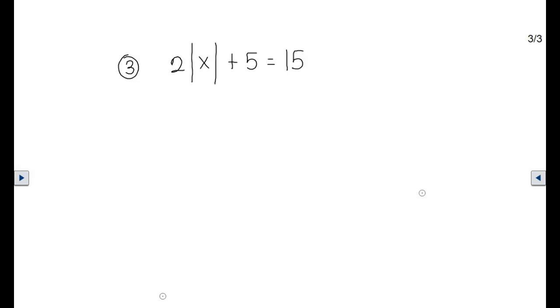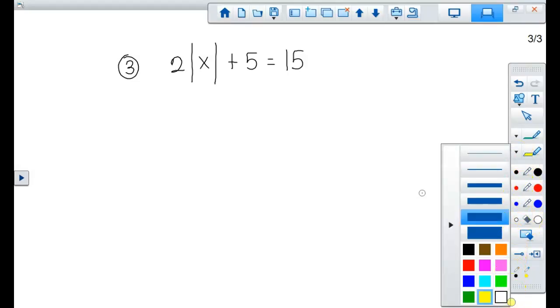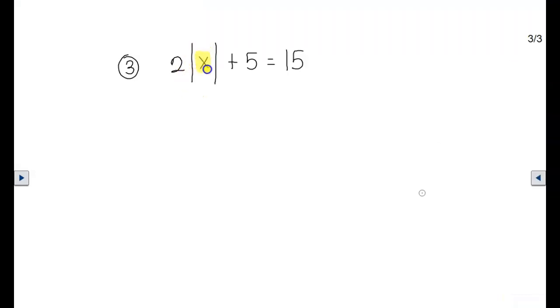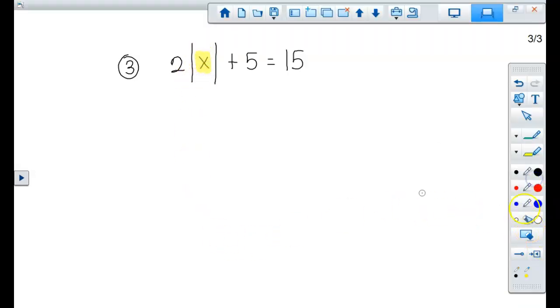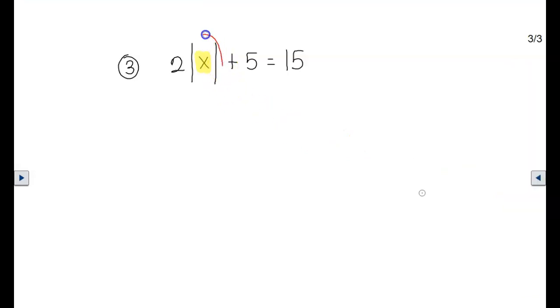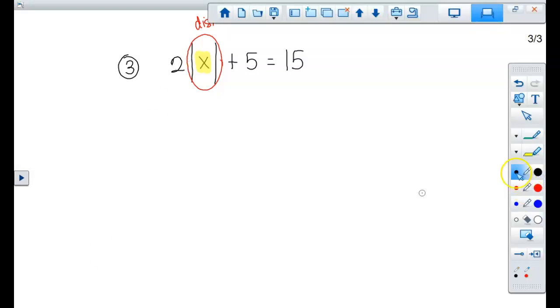So adding a bit more to this problem, this says that 2 times the absolute value of x plus 5 is equal to 15. So what am I taking the absolute value of? Well, I'm taking the absolute value of x. So this is my distance. And I want you to notice that it is not isolated. This says that if I do 2 times the distance and add 5, then I'll get 15.